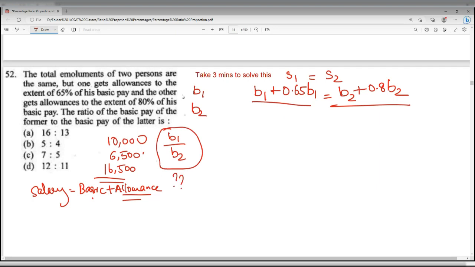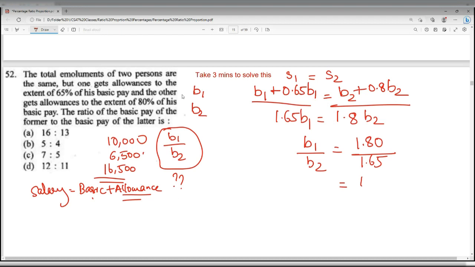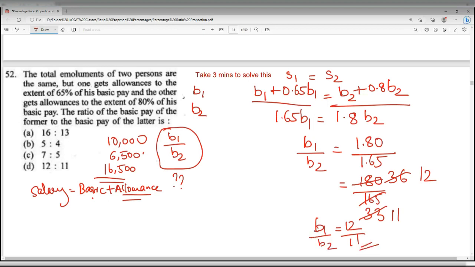We have 1.65 B1 is equal to 1.8 B2. So B1 by B2 is equal to 1.80 divided by 1.65. You can write this as 180 by 165 and then divide both by 5. 5 3s are 15, 5 6s are 30, so 36 by 33, and dividing by 3, 3 11s are 33, 3 12s are 36. This is 12 by 11. So B1 by B2 is equal to 12 by 11, and that option is B.